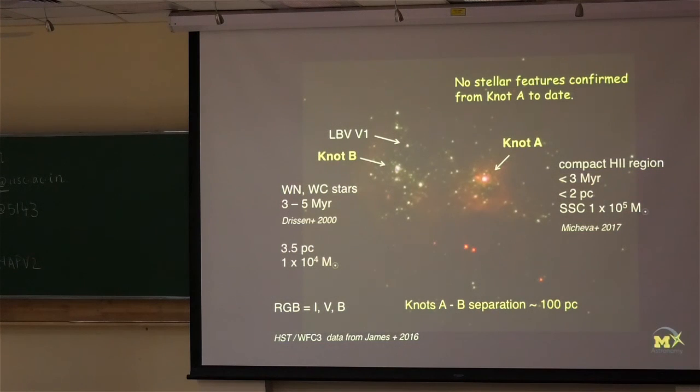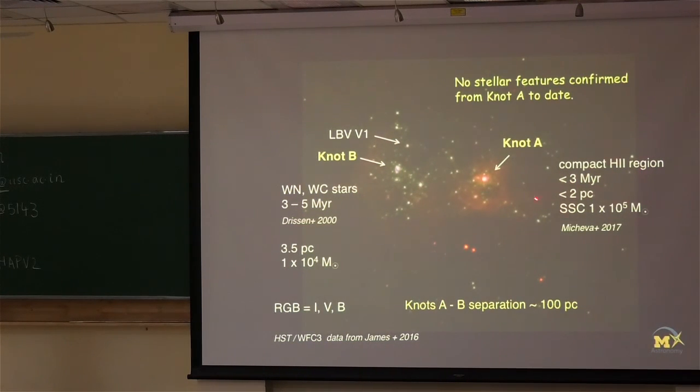Knot A, on the other hand, is buried within this compact H2 region. In fact, it's just like an ultra-compact H2 region. No stellar features have been detected yet from Knot A. I'm really, really going to try hard to get Hubble time to go deep in the UV to see if we can find the stellar photospheres on Knot A so we can see what the stellar population is. But basically, this is an extremely young object, certainly less than 3 million years, maybe even less than 1 million years.